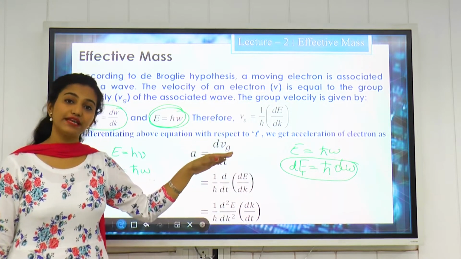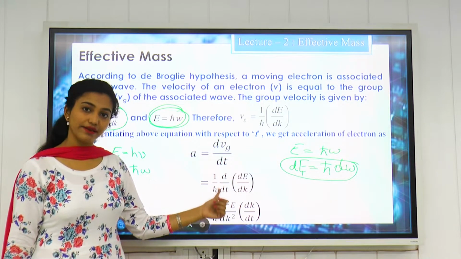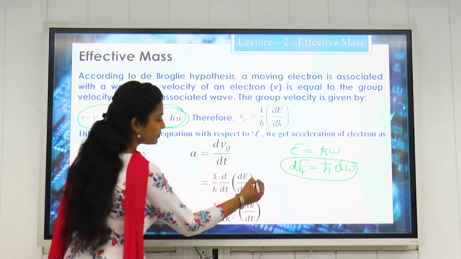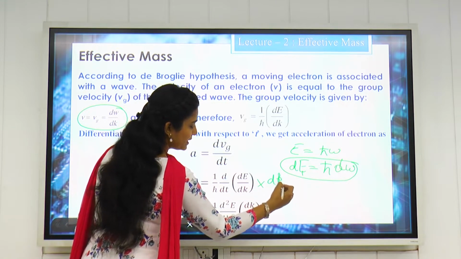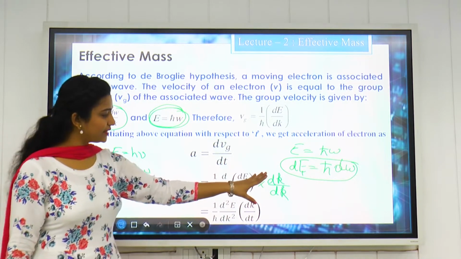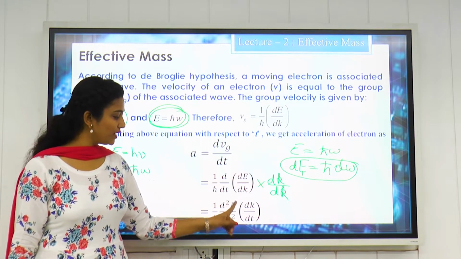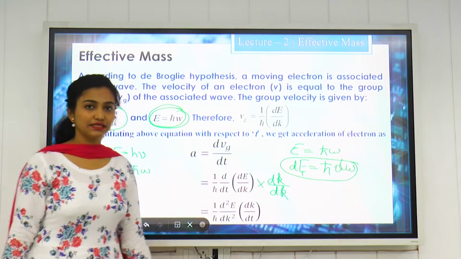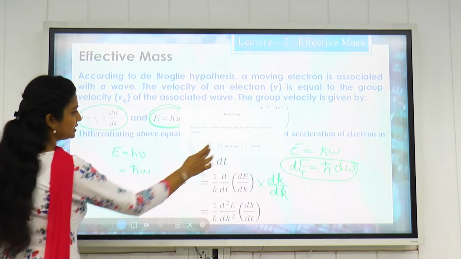Then again we will differentiate it to get the acceleration. Then we have d by dt outside and dE by dk inside the derivative. So what we are going to do here is multiply by dk by dt, so that we can take the double derivative separately, that is d2E by dk square, and what we have in the bracket is dk by dt. Now, what is dk by dt?